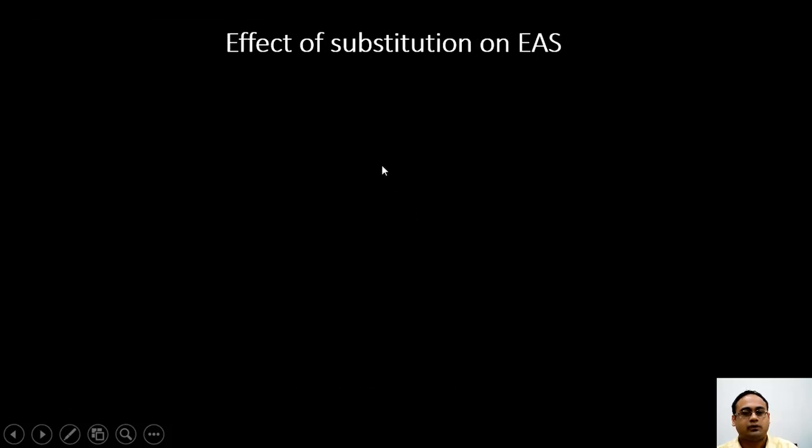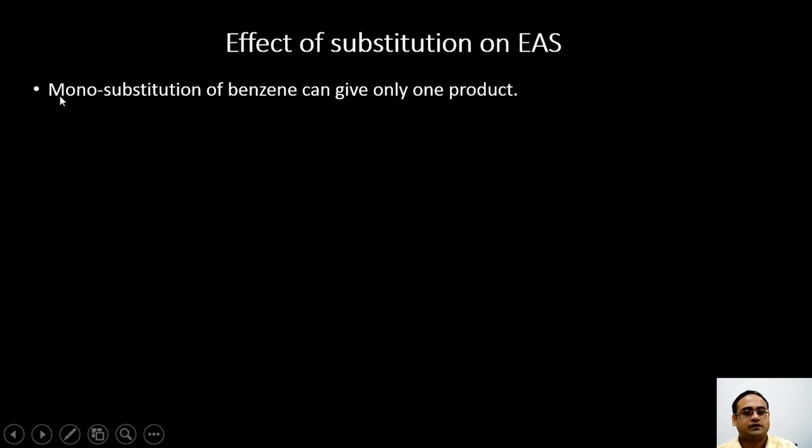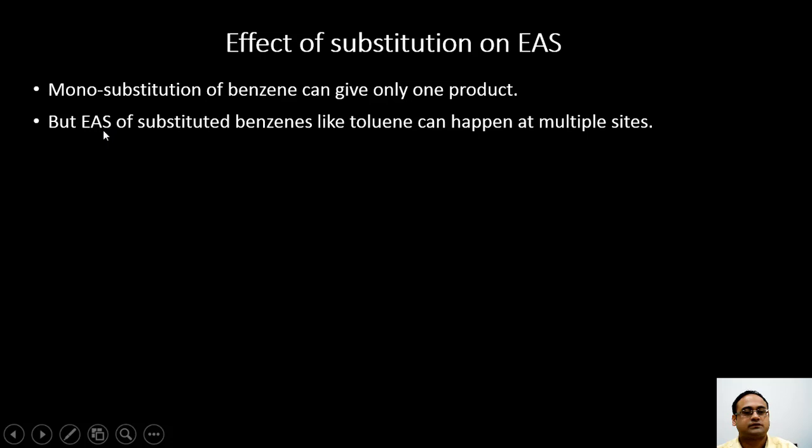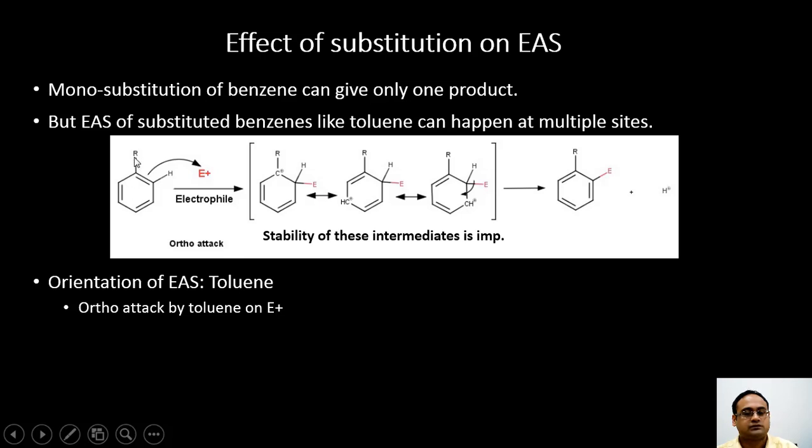Now, let us try to understand what is the effect of substitution on this electrophilic aromatic substitution. Now, we have seen that monosubstitution of benzene gives only one product, but if you perform the electrophilic aromatic substitution on substituted benzenes, for example, toluene, which is methyl benzene, substitution can happen at multiple sites. So here you can see that in the substituted benzene, R is CH3, it becomes toluene, and the electrons from the toluene will attack the electrophile. The charge will be distributed on the 3 carbon atoms, ortho, para, and ortho to the incoming electrophile, but this center is now meta to the electrophile.